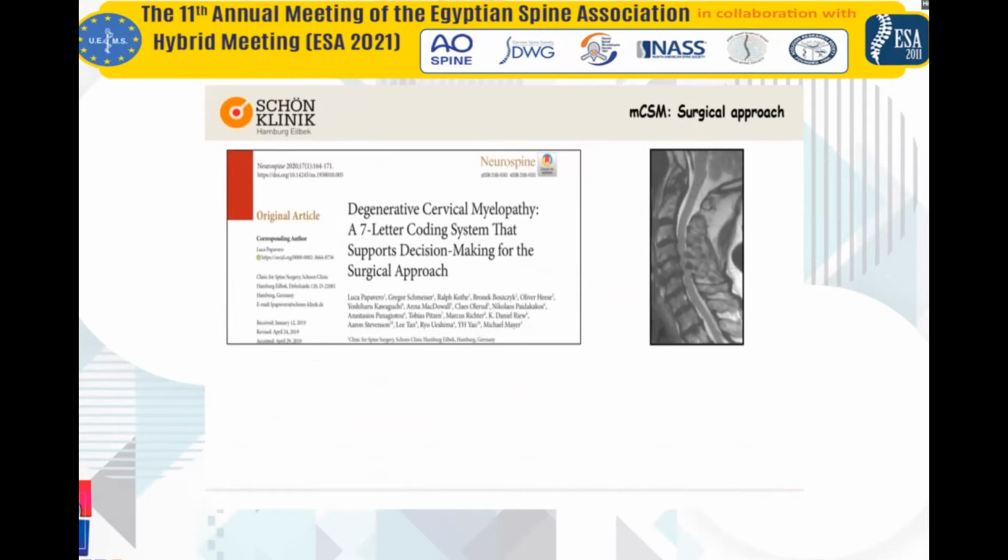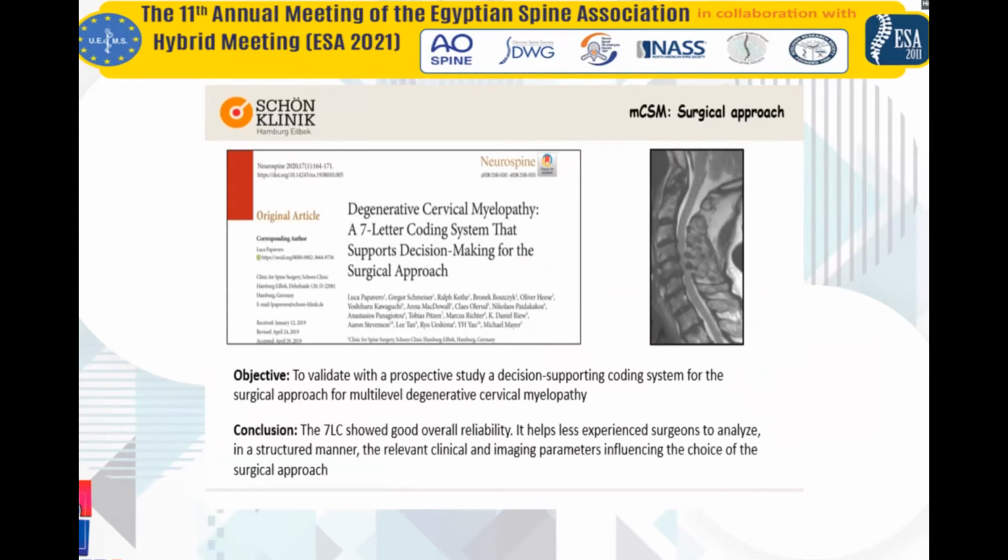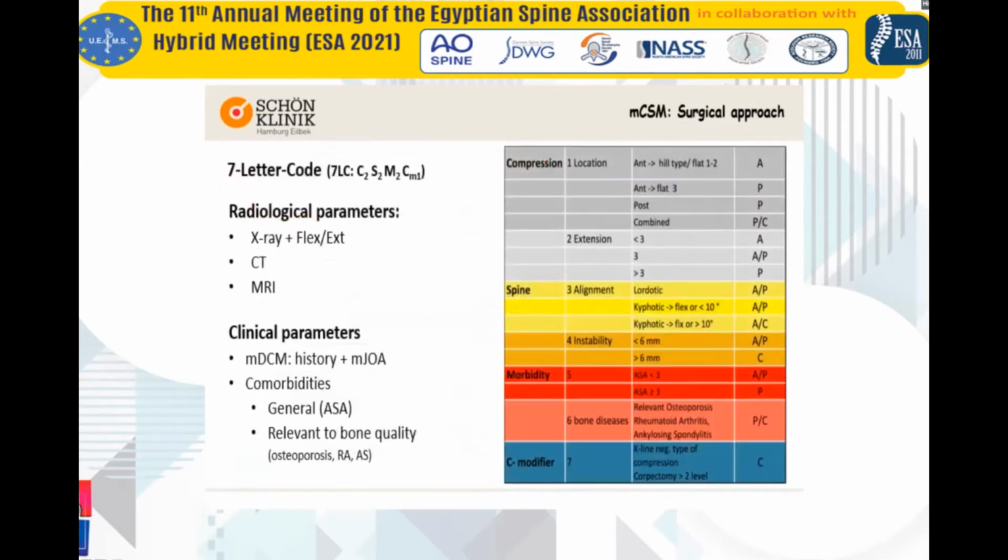To fulfill this, we developed a 7-letter coding system to support the decision-making for the surgical approach. We recently published this coding system, and the main purpose of the study was to validate our coding system. In conclusion, we found a very good overall reliability for our system, and that it helps especially less experienced surgeons to analyze the pathology in a structured manner so that the relevant clinical and imaging parameters can influence the choice of the surgical approach.